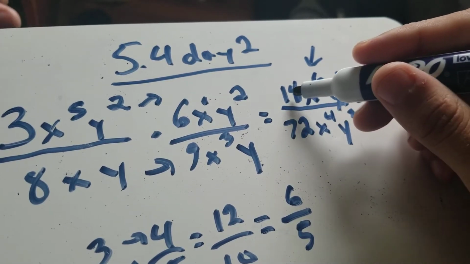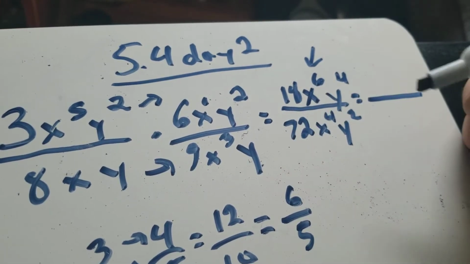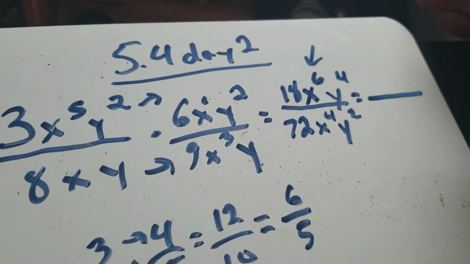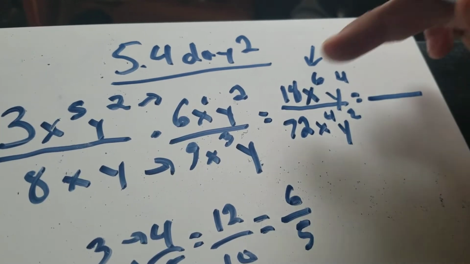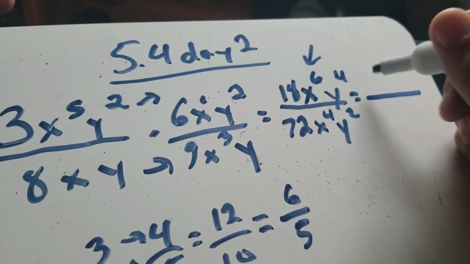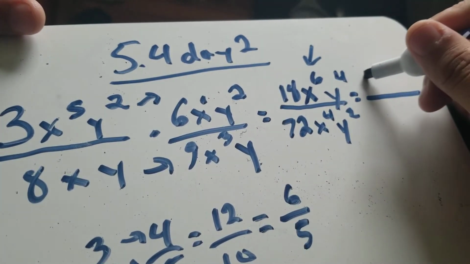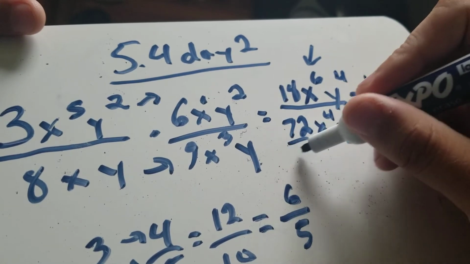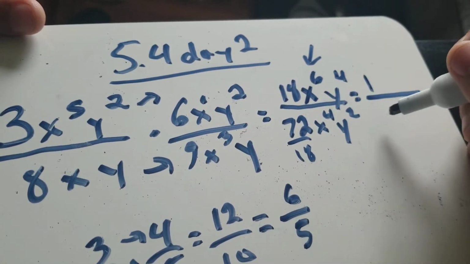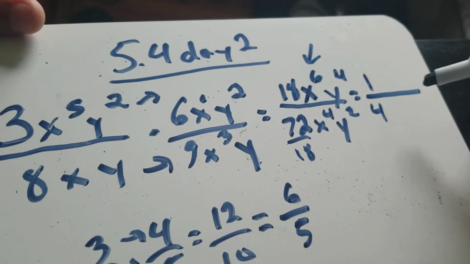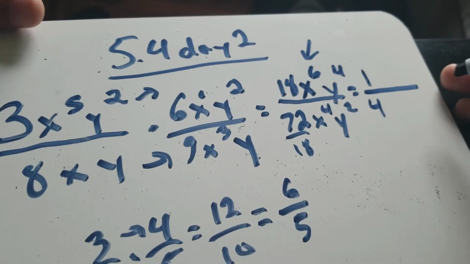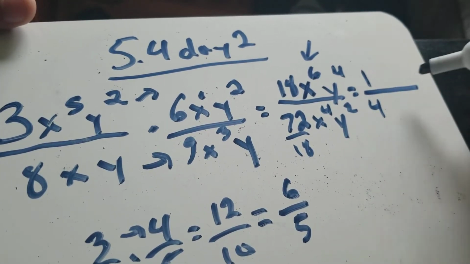Is there anything that could go into 18 and 72 at the same time? Well, I think a whole 18 could get into that. So we're going to divide the top and the bottom by 18. 18 divided by 18 is 1. And then 72 divided by 18 is 4. So we got 1 over 4.